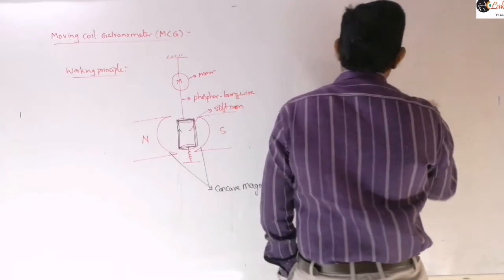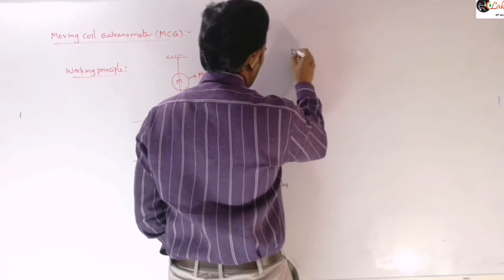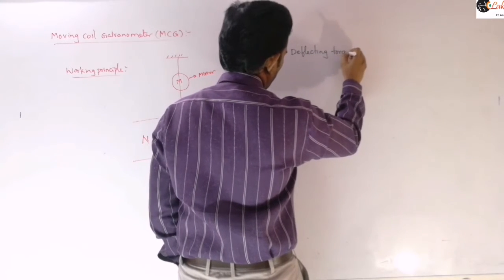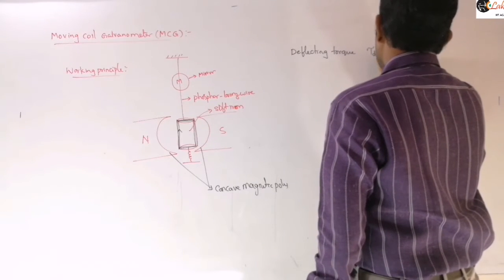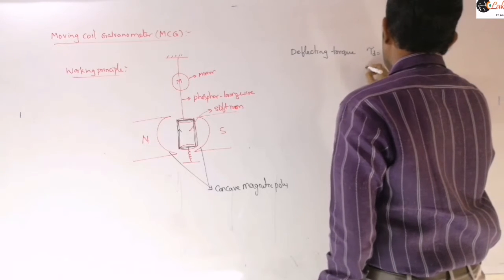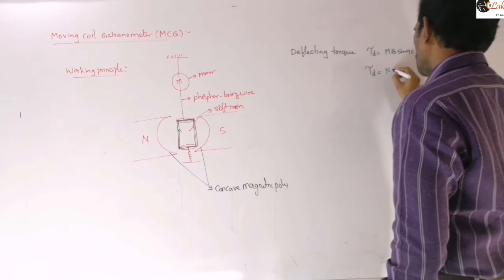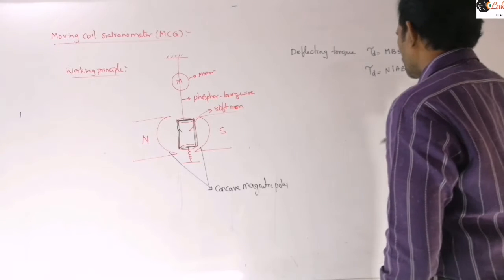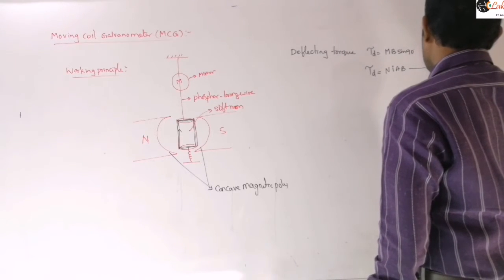The magnetic torque acting on the coil is what we call the deflecting torque. So the deflecting torque acting on it is equal to MB sin 90. And that M is nothing but NIA, if N number of turns are there. So NIA into B is the deflecting torque. Let's call this equation 1.